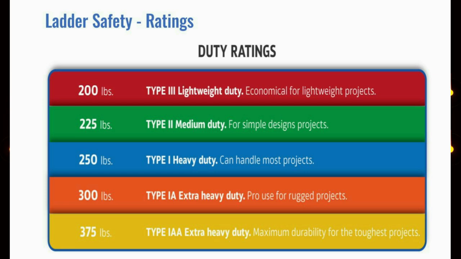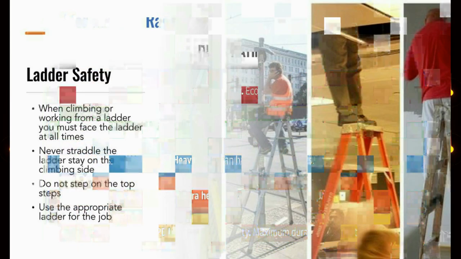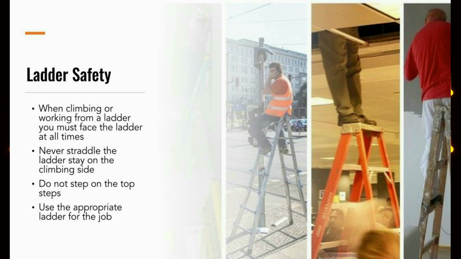200 pounds for a Type 3 lightweight duty, 225 pounds for Type 2 medium duty, 250 pounds for Type 1 heavy duty, 300 pounds for Type 1A extra heavy duty, and 375 pounds Type 1AA extra heavy duty. Those extra heavy duty ladders are also very heavy to move around. When climbing or working from a ladder, you must face the ladder at all times.